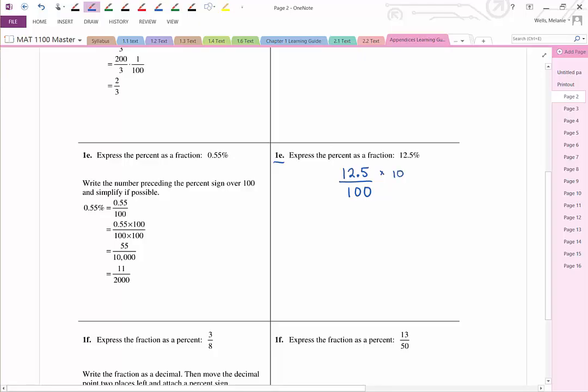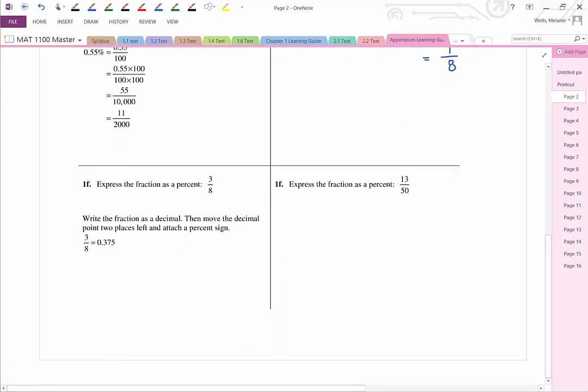So if I multiply this by 10 over 10, which is 1, then I would get 125 over 1,000, and we'll want to make sure that we reduce the fraction. So when we go to reduce it, actually the numerator and denominator are both divisible by 125. So that would give me 1 over 8 if I divide the numerator by 125 and the denominator by 125.